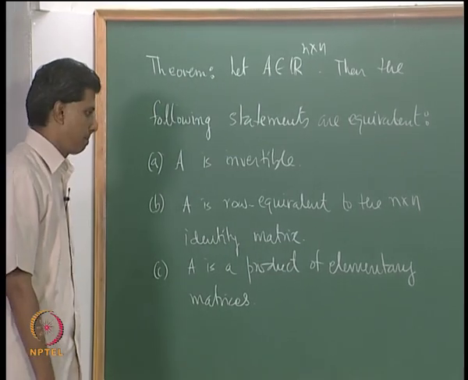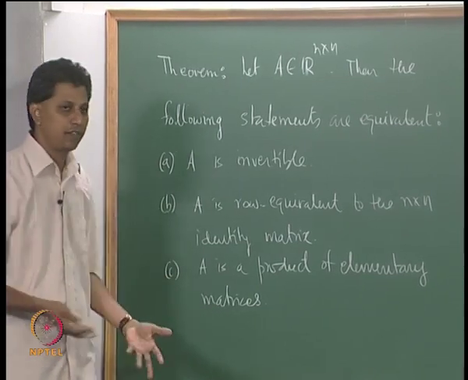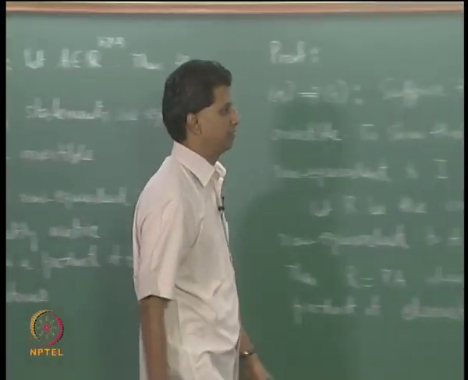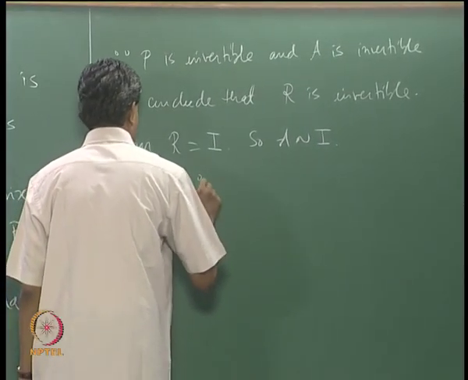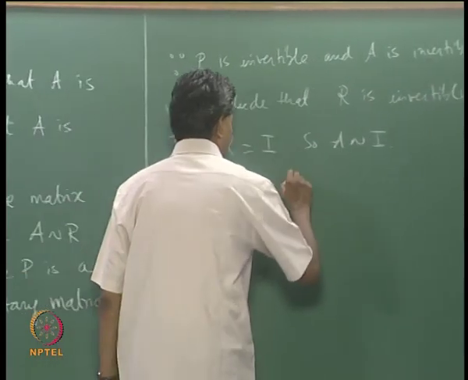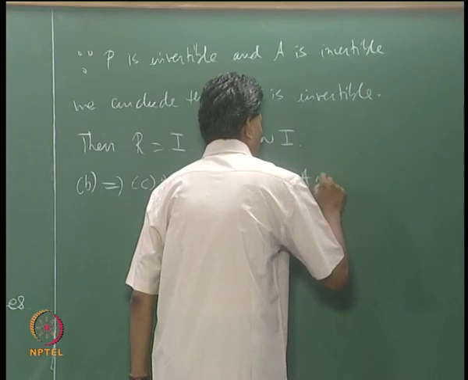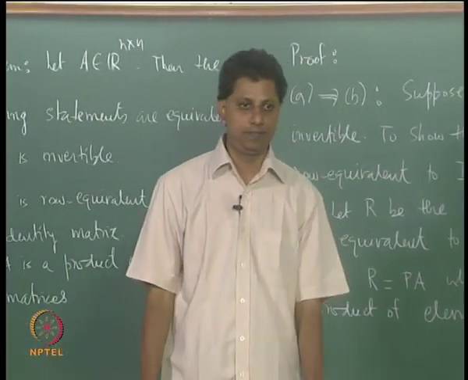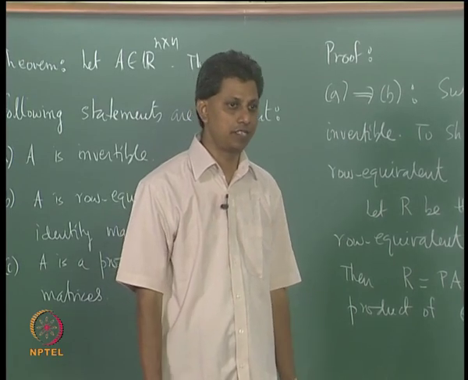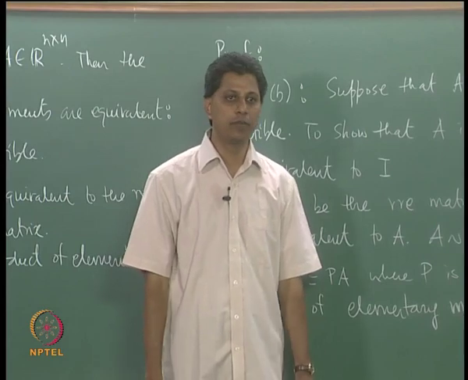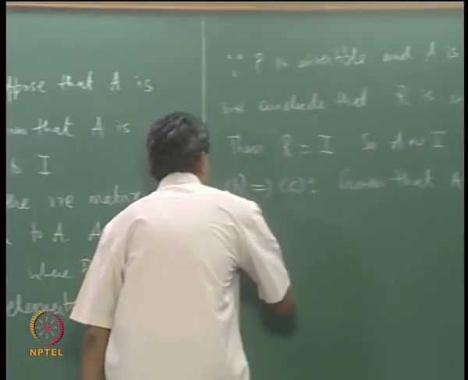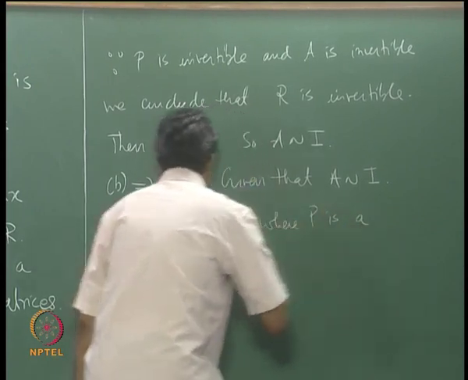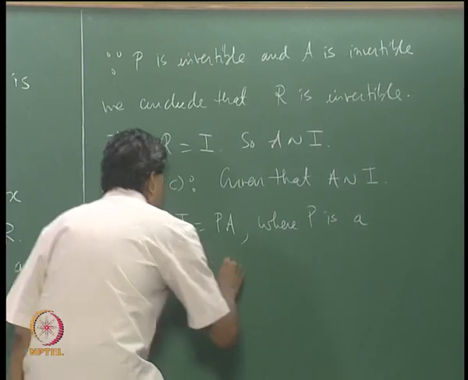Now, B implies C. You will see that the results today will be a kind of summary of all that we have discussed till now. Let's prove this next. Given that A is row equivalent to the n by n identity matrix, I must show that A is a product of elementary matrices. I will appeal to the same result that we proved yesterday: if B is row equivalent to A, then B is equal to P times A, where P is a product of elementary matrices. Then I equals P times A, where P is a product of elementary matrices.